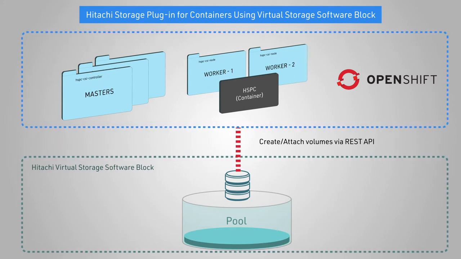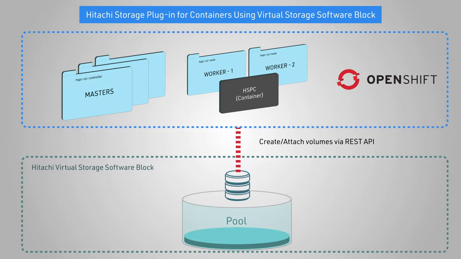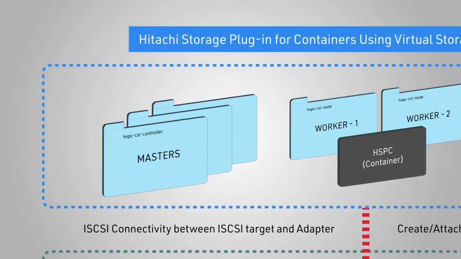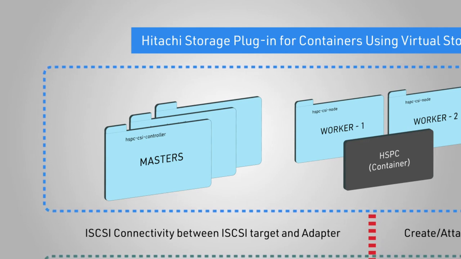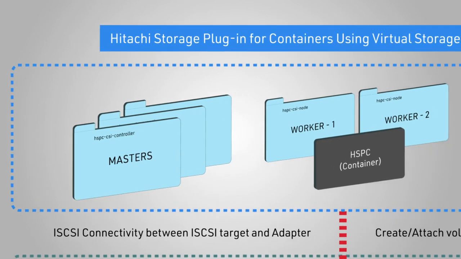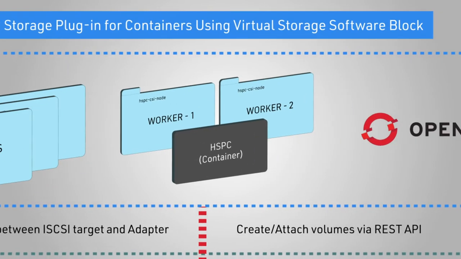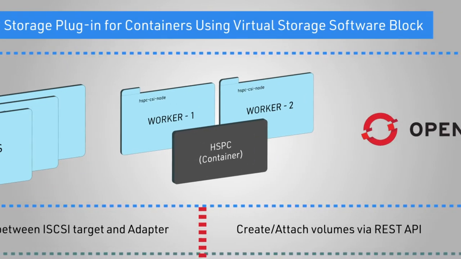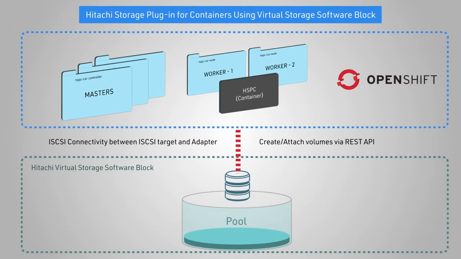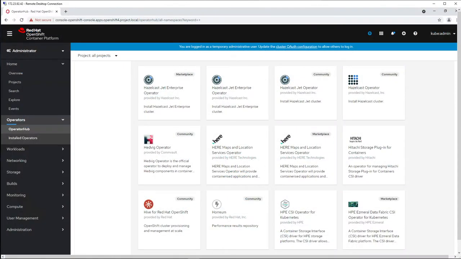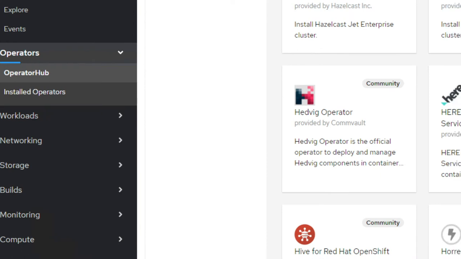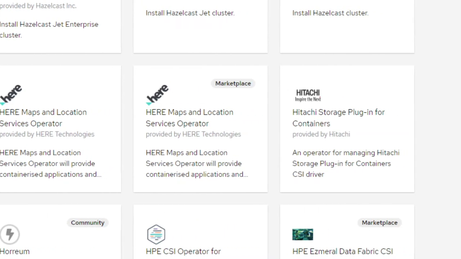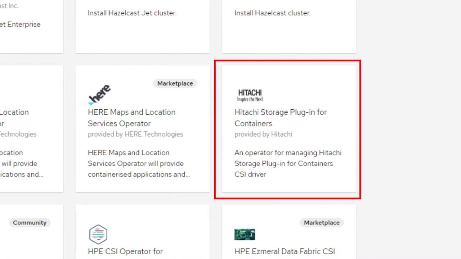Hitachi Storage Plug-in runs the HSPC CSI controller component only on the master nodes to orchestrate storage tasks and runs the HSPC CSI node primarily to manage volumes on the worker nodes. It is easily deployed to the OpenShift container platform using the operator, which can be installed from Operator Hub from the OpenShift web console.